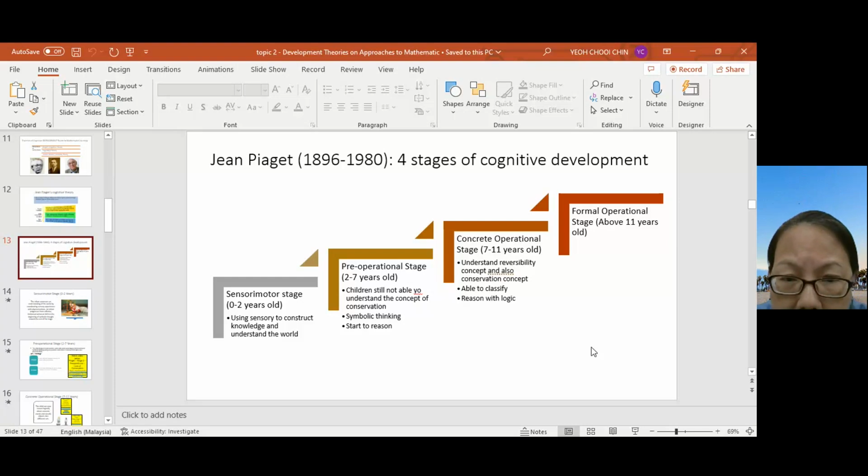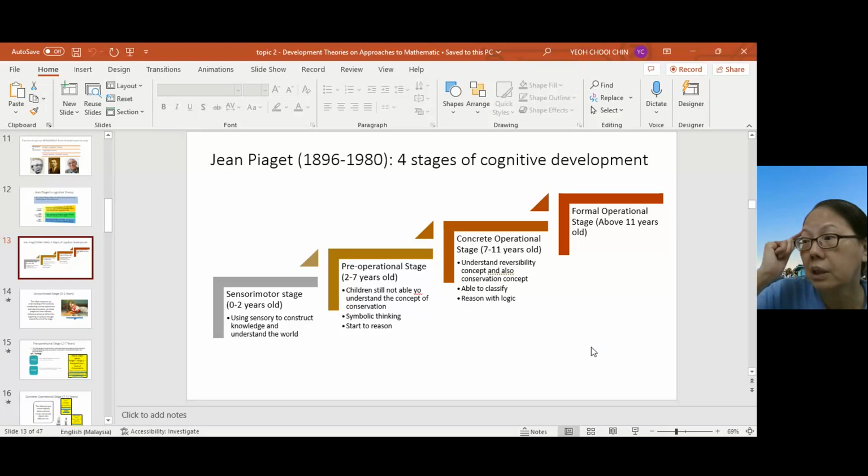Okay, for example. And then pre-operational stage is from 2 years to 7 years old. At 7 years old, children still are not able to understand the concept of conservation. They cannot make out why this glass, earlier they were the same, but when I pour it into this one, it looks like more. Why can they not make it out? They will just say that one has more, because they are at the pre-operational stage.